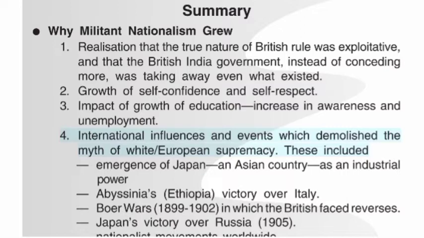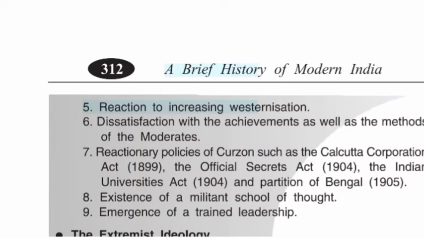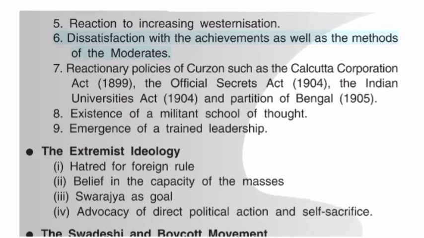These included the emergence of Japan, an Asian country, as an industrial power, Abyssinia's (Ethiopia's) victory over Italy, the Boer Wars 1899-1902, in which the British faced reverses, Japan's victory over Russia, 1905, and nationalist movements worldwide. 5. Reaction to increasing westernization. 6. Dissatisfaction with the achievements as well as the methods of the moderates.